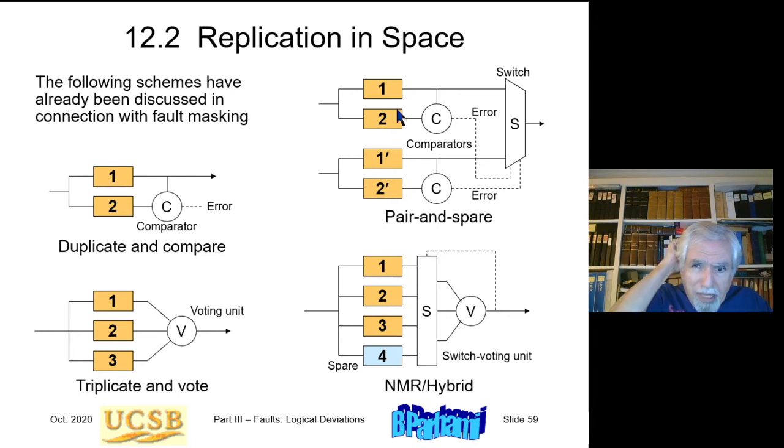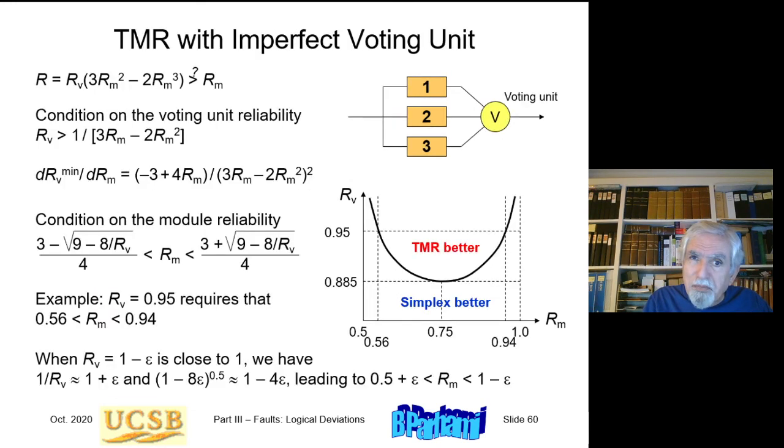And this is a method called pair and spare, where you have 2 pairs. Each pair does its own fault detection through comparison. And then the switch, basically, when this one does not indicate a problem, comparison basically indicates that the 2 match, it may select this as the output. When these 2 disagree, then it may select this one as the output. So pair and spare is the name of this method. The Japanese bullet train used triplication, 3 pairs, okay? But this uses just 2 pairs. So these are examples of replication in space.